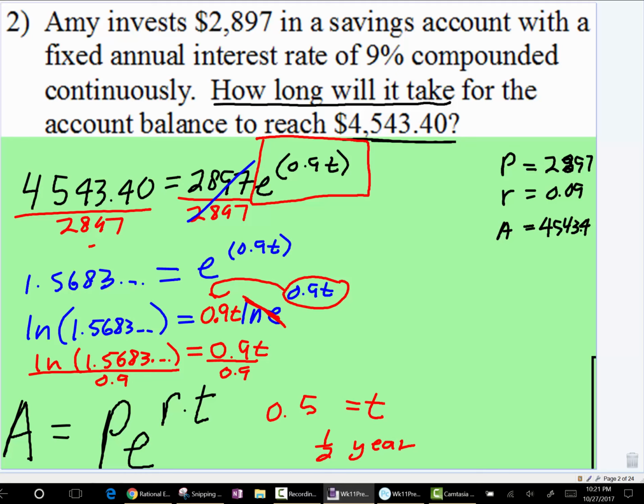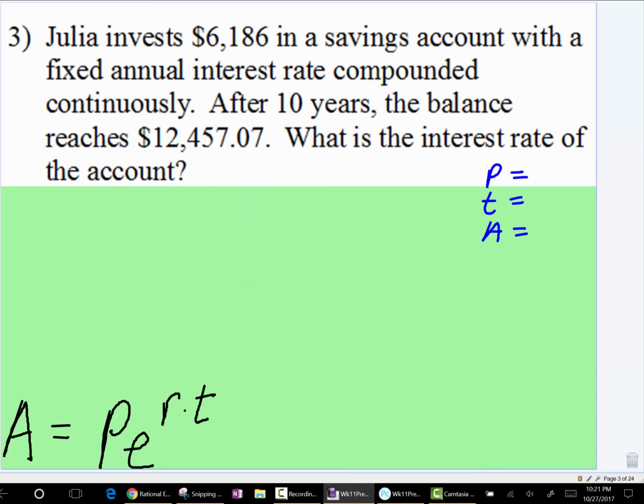All right, now we're going to go on to another one. Julie invests some money in a savings account with a fixed annual interest rate. We don't know the rate this time. It's compounded continuously, so we know we're going to use this formula. And the time is 10 years, and they give us the balance. So here's the A.